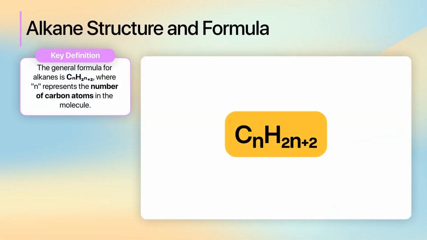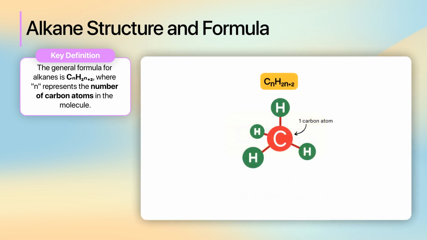The general formula for alkanes is CnH2n+2, where n represents the number of carbon atoms in the molecule. This formula is crucial because it helps you to determine the number of hydrogen atoms in an alkane based on the number of carbon atoms. For example, if n equals 1, then there would be 2 multiplied by 1, plus 2, which equals 4 hydrogens, corresponding to a formula of C1H4, or CH4.